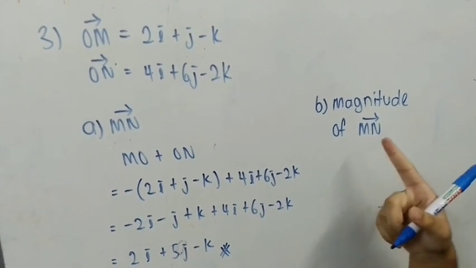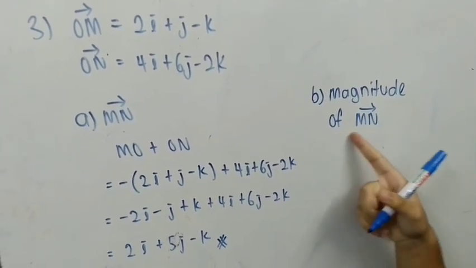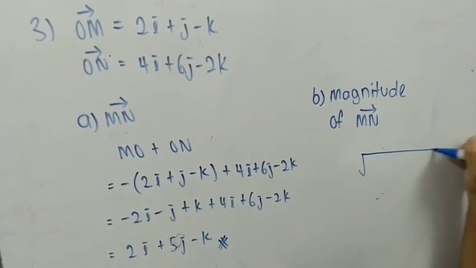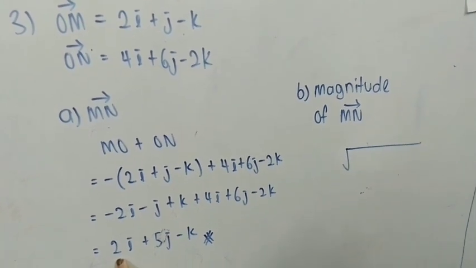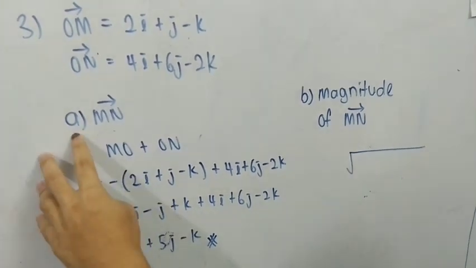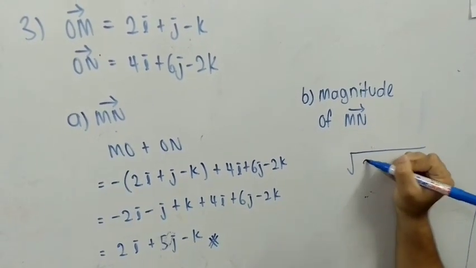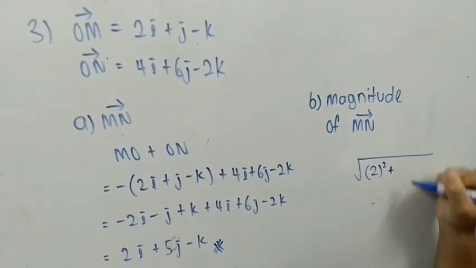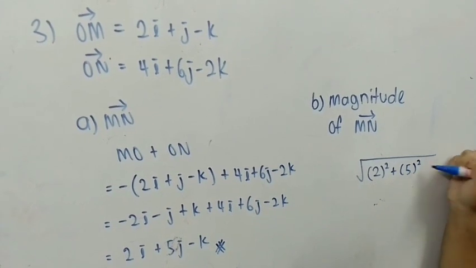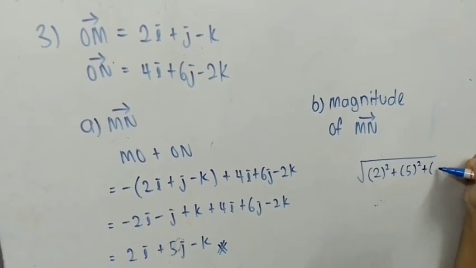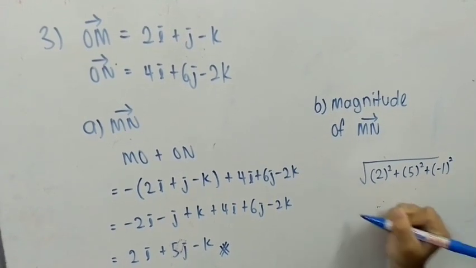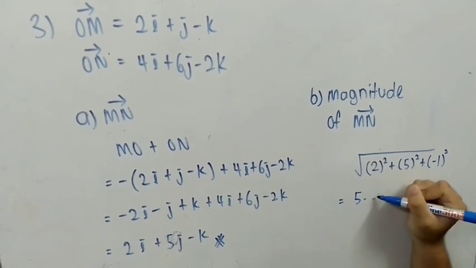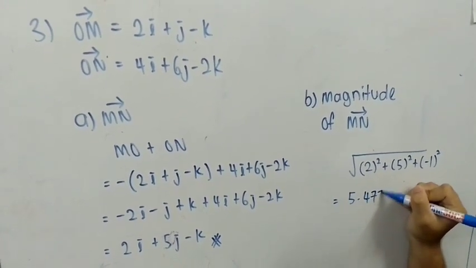For question B, we want the magnitude of MN. So first we must put a square root and put the answer of MN from question A. So 2 to the power of 2 plus 5 to the power of 2 plus negative 1 to the power of 2. So the final answer we will get is 5.477.